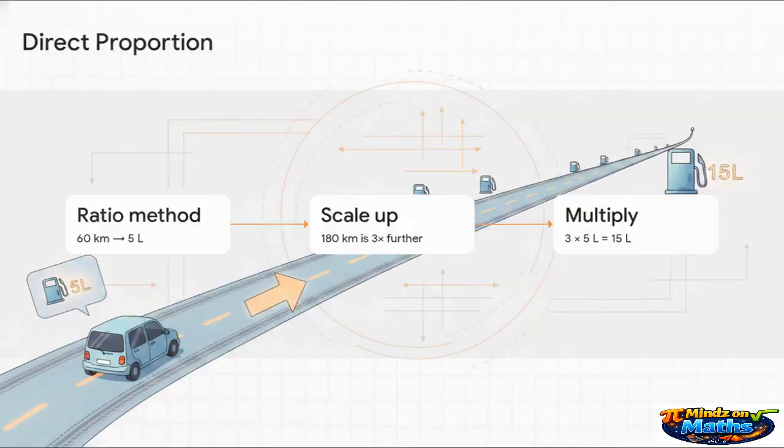Let's look at direct proportion first. Say a car uses 5 liters of fuel to go 60 kilometers. How much fuel do you need for 180 kilometers? Well, because driving more distance directly demands more fuel, this is a direct proportion. 180 kilometers is exactly 3 times further than 60 kilometers. Since it's direct, we just multiply the fuel by 3 as well. 3 times 5 liters equals 15 liters of fuel. It's simple, it's logical, and it scales perfectly.